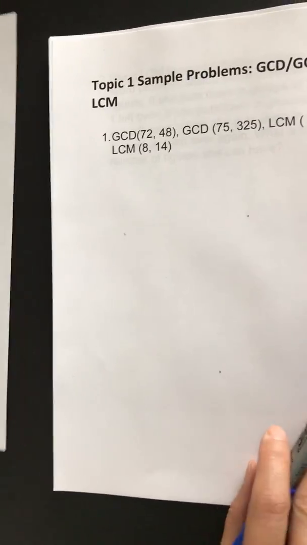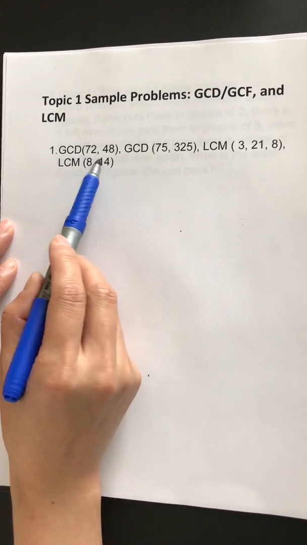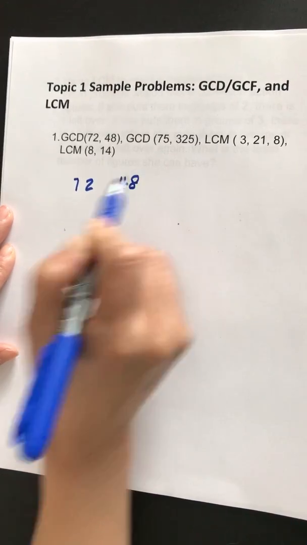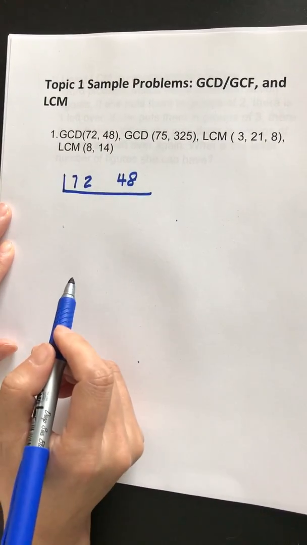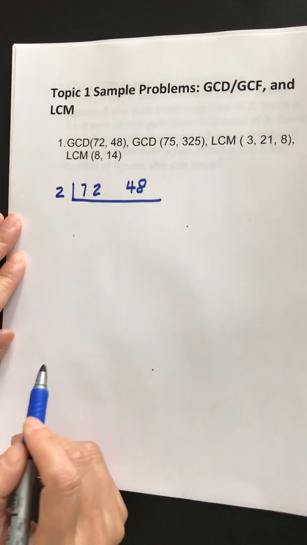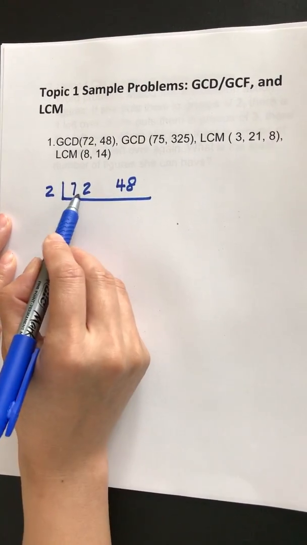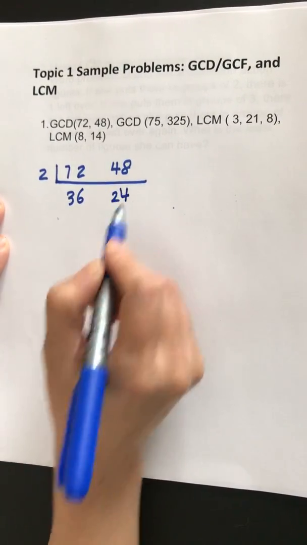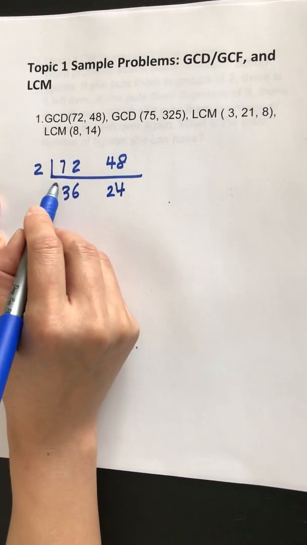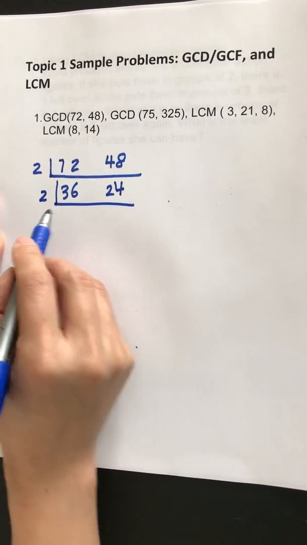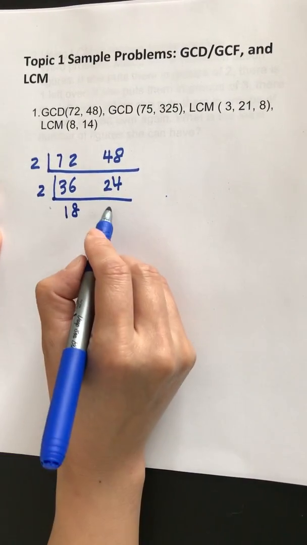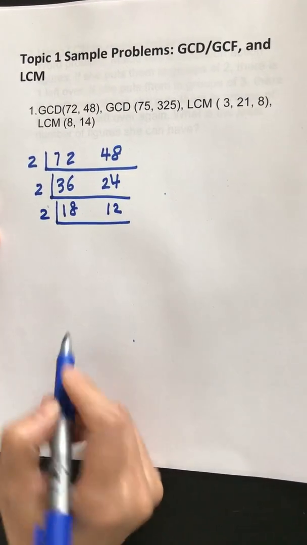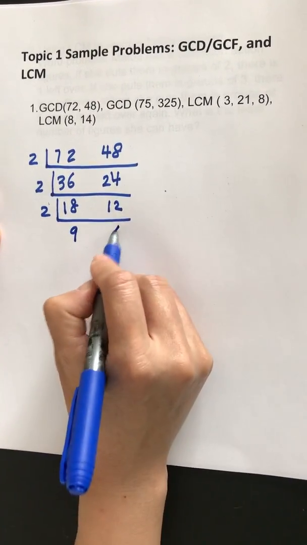So let's look at this example. We want to find the greatest common divisor of 72 and 48. For 72 and 48, both are even numbers, so at least 2 is a common divisor. If I divide it by 2, 72 becomes 36 and 48 becomes 24. They are still even numbers, so we can divide by 2 again. 36 now becomes 18, 24 becomes 12. They are still even numbers, we can still divide by 2. 18 becomes 9, 12 becomes 6.